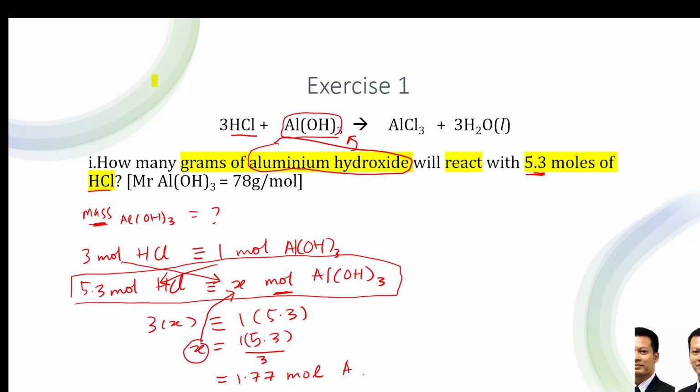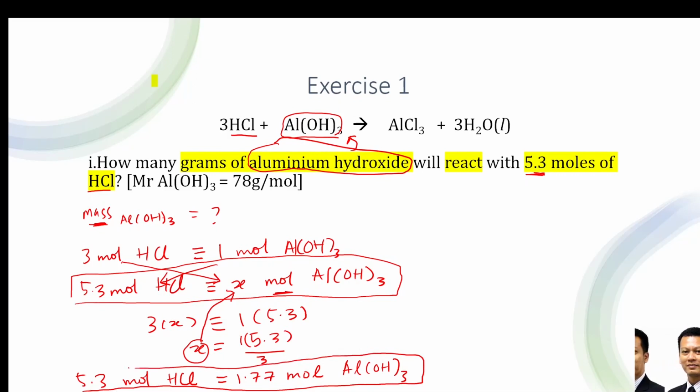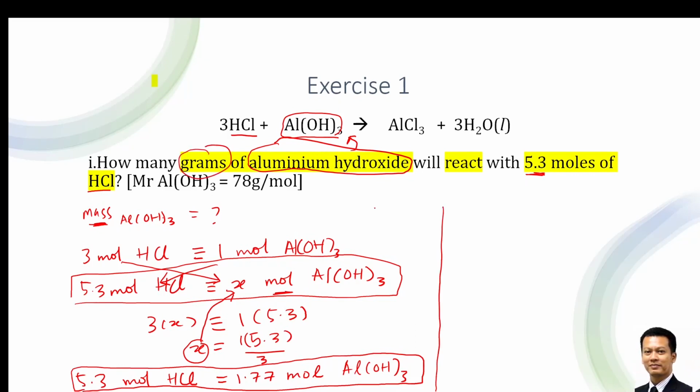So you get Al(OH)3, which is 1.77 mole, if you have 5.3 mole of HCl. So that is the relationship. If you have 5.3 mole of HCl, you actually need 1.77 mole of aluminium hydroxide. The question asks you about mass, about gram. So this one, you need to relate the mole to the mass.